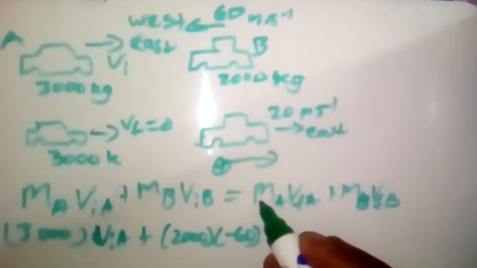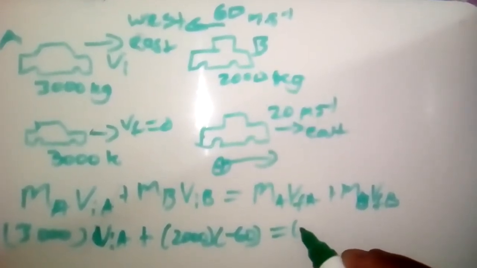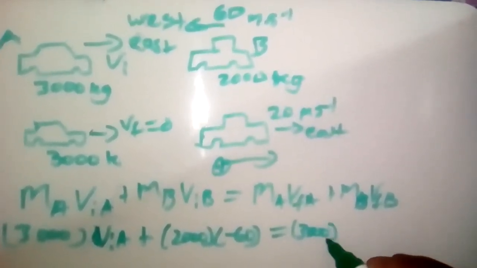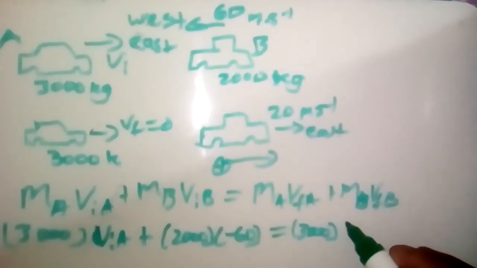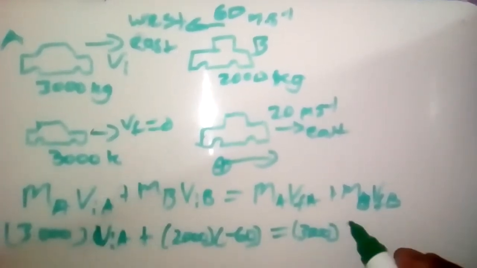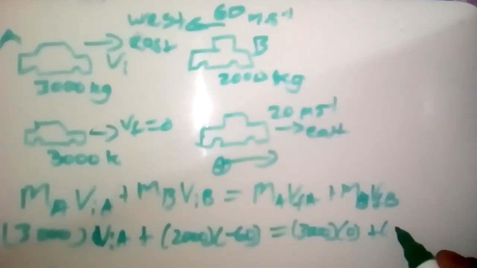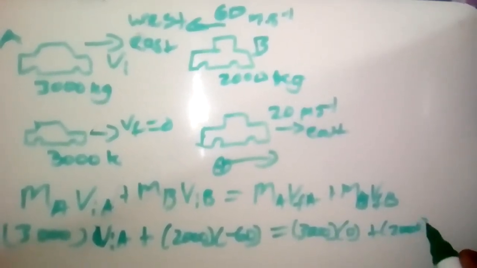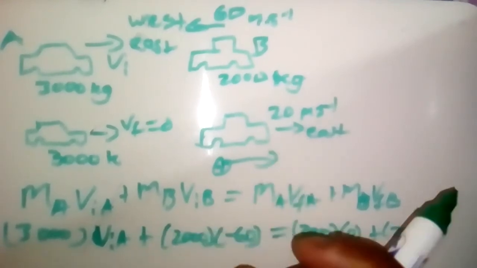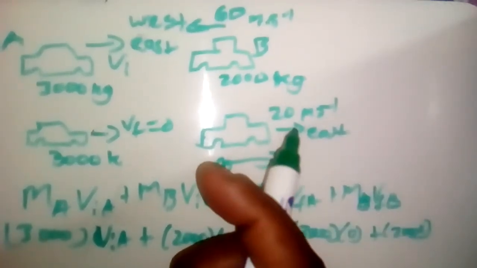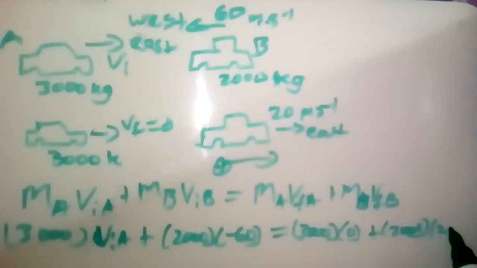So what is my final mass? Well, it's the same, right? 3,000 kgs. And then what is my final velocity? It tells us it's at rest, so I'll substitute 0. And then what is our mass of B? Our mass of B is 2,000. What is our final velocity? It tells us it moves 20 meters per second east, so this one is going to be positive, so 20.